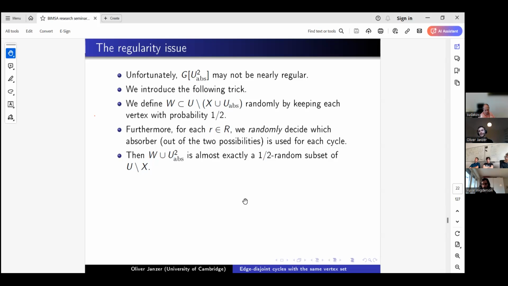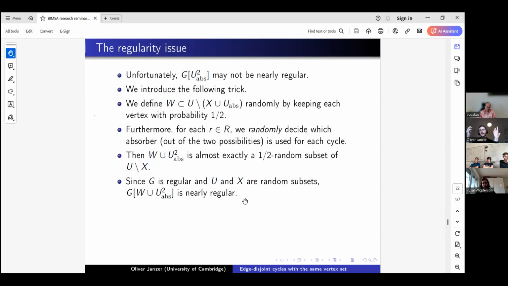They're not exactly independent because if you have an absorber, either the entire gadget goes to U_abs 2 or the entire gadget goes to U_abs 1. But gadgets are small, so dependencies are not bad. So you can still use a concentration inequality. So this random subset is as good as a 1/2 random subset.